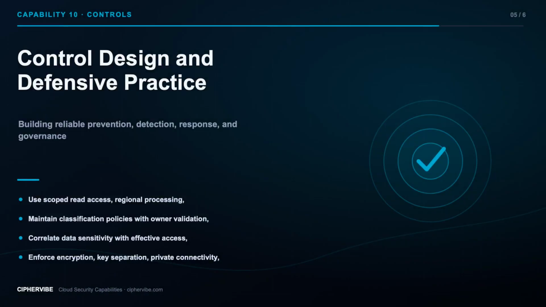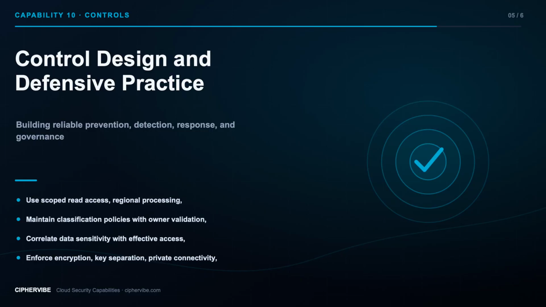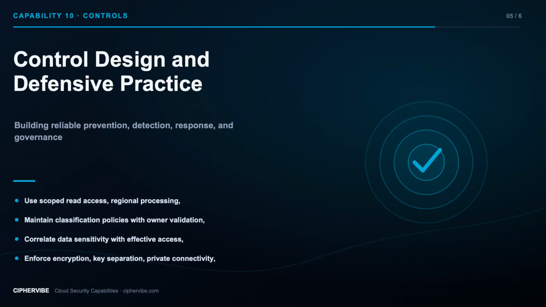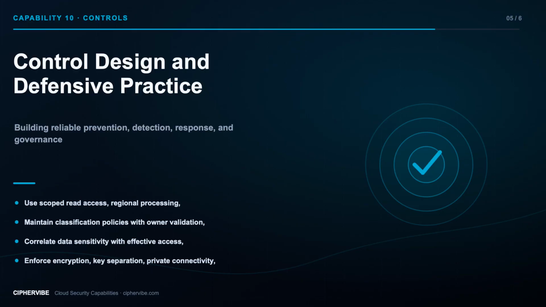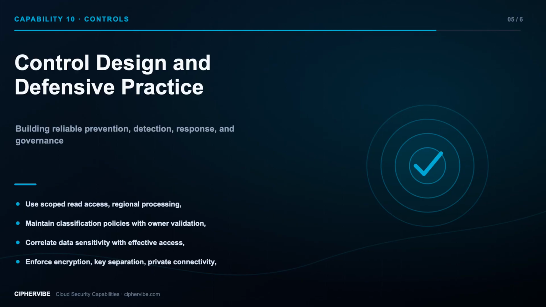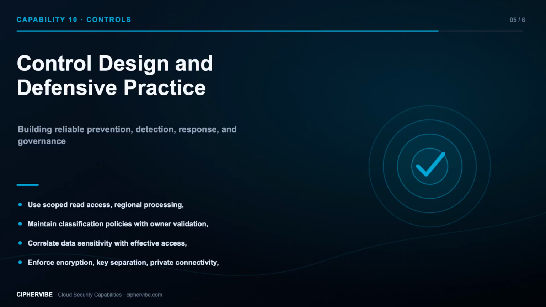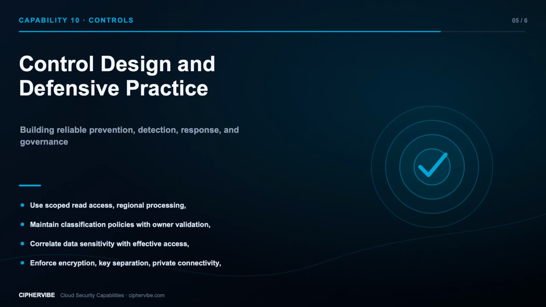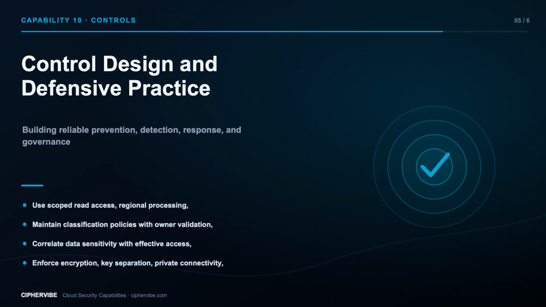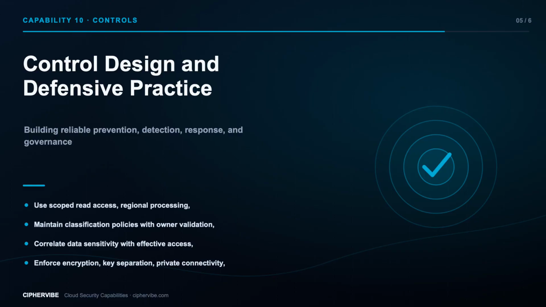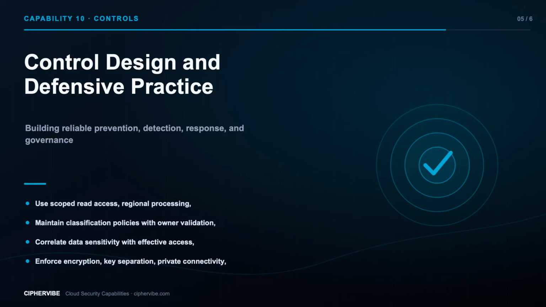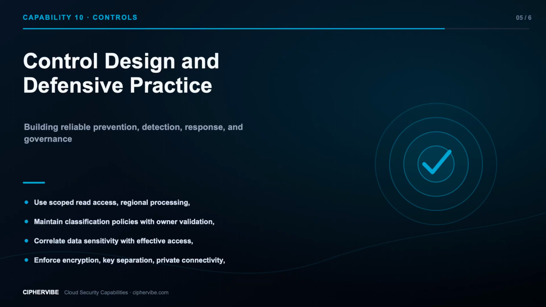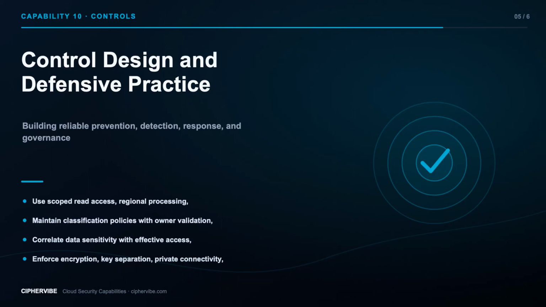A dependable data security and DSPM program uses defense in depth. No single scanner, policy, gateway, or agent should be expected to carry the entire outcome. First, use scoped read access, regional processing, sampling, encryption, minimization, and strict retention for scan evidence. Second, maintain classification policies with owner validation, confidence thresholds, and documented business semantics.